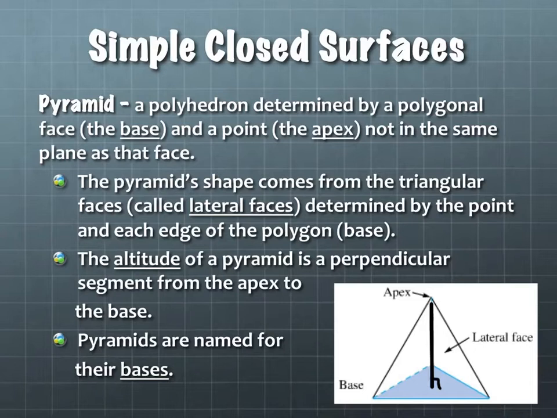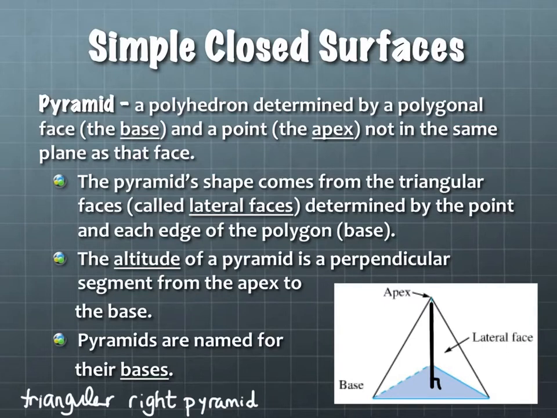And then the pyramids are named for their bases, just like the prisms were. So we look at the base. In this case, there's a triangle down there. So if we were to label this one, we would call it a triangular, because it's a triangle on the bottom, right, because it is straight up and down, pyramid. Triangular right pyramid.